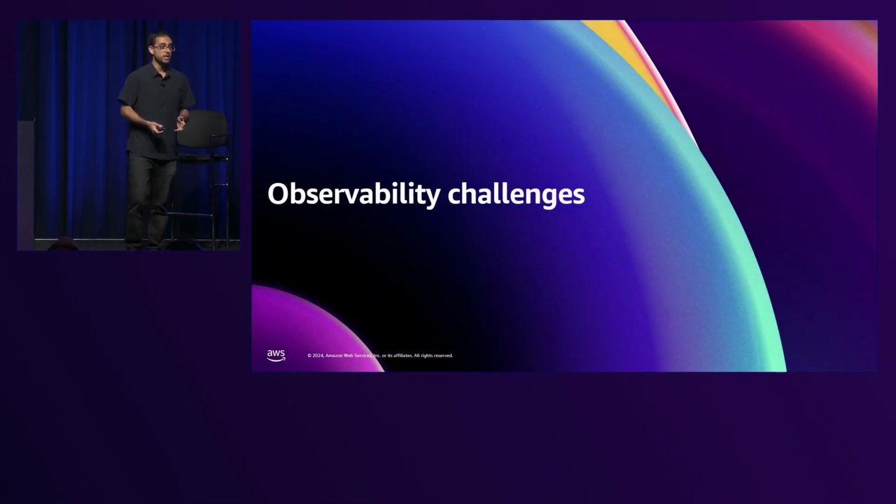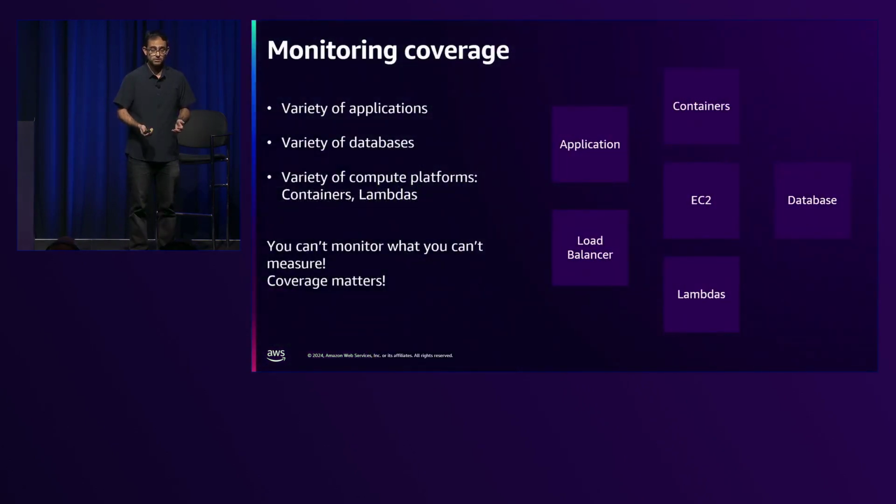Let's go through some of the observability challenges that we've heard from customers like yourselves. Firstly, monitoring coverage matters. You really can't monitor what you can't measure. And the reality is that in today's world, you've got a variety of different application stacks running with a variety of different languages, utilizing a variety of different databases. You might even have a variety of different compute platforms, from containers to Lambdas to raw EC2 machines. And these all have to come together in order for you to deliver your applications and your use cases to your customers. And so it really matters that you're able to monitor and understand the behavior of every little component in that system. Coverage really matters.